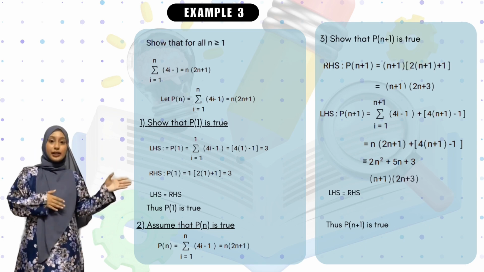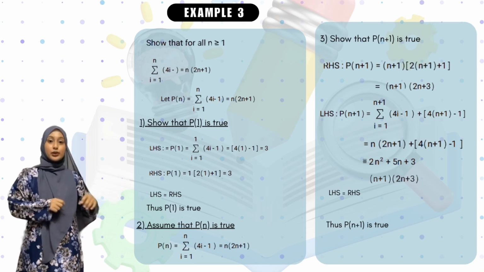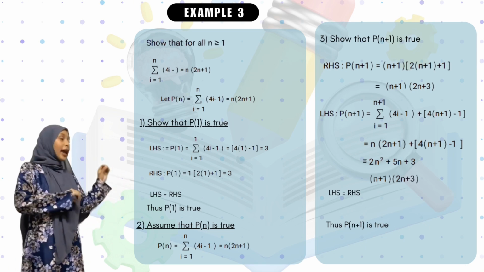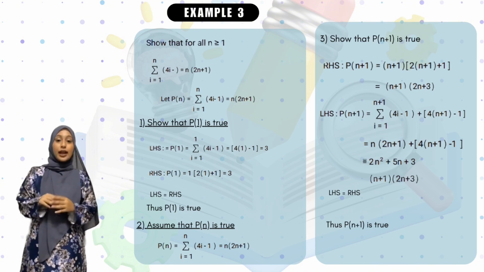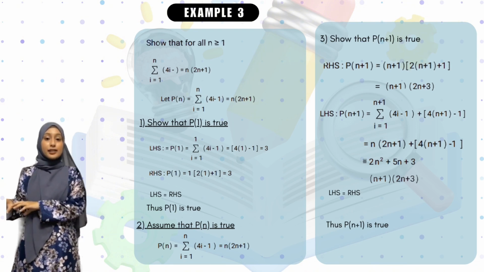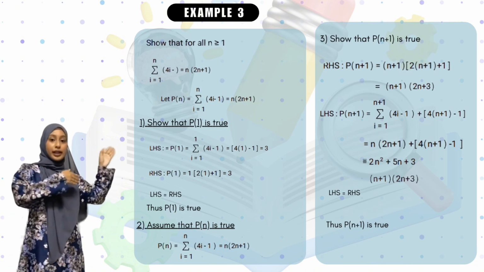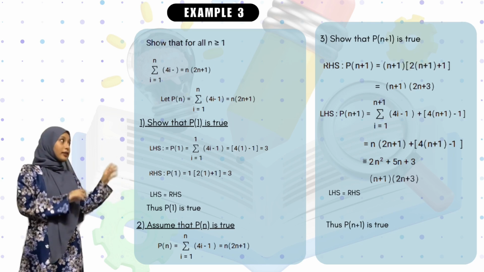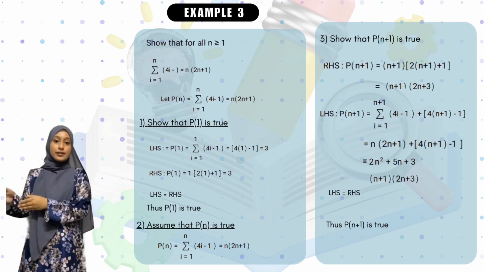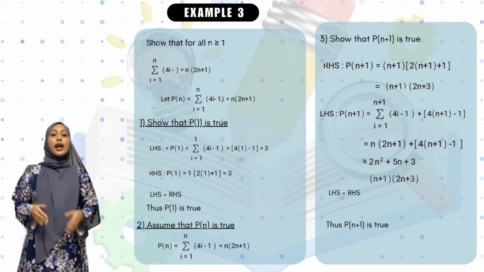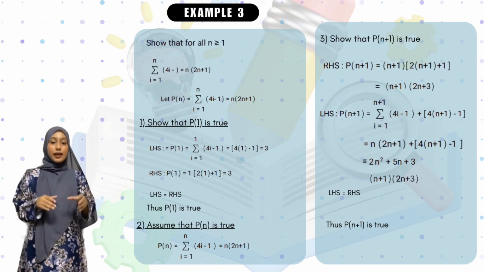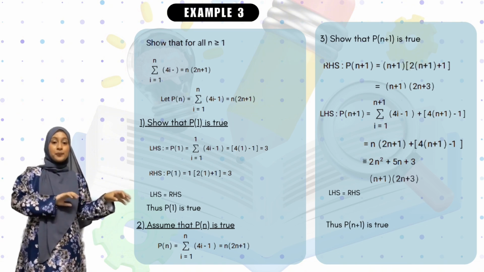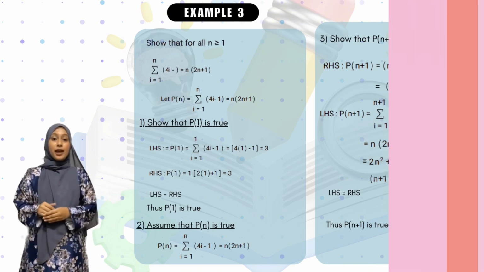As you can see right here, I already substituted n plus 1 into the right-hand side expression and got n plus 1 times 2n plus 3. After that, we move to the left-hand side expression. I already substituted it right here, and I also used the inductive hypothesis. After factorizing and simplifying it, I got the answer the same as the right-hand side expression. That means Pn plus 1 is true.